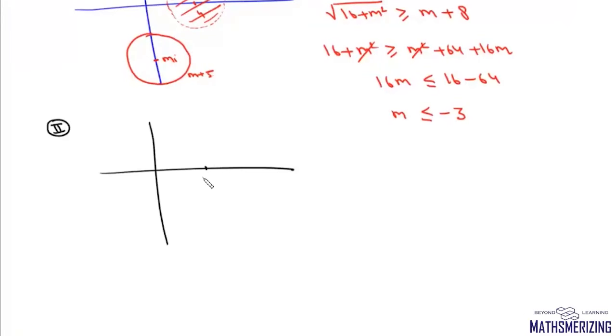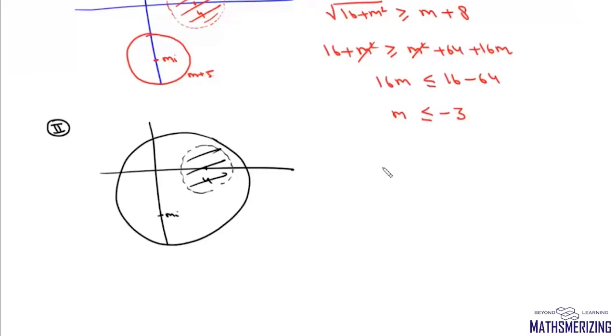when we have this circle and this other circle, and this inequality region lies completely inside this other circle. So for this one, the condition will be C1C2 is less than or equal to R1 minus R2. Now C1C2 in this case is again under root 16 plus m square, and it will be less than or equal to R1 minus R2. So it will be m plus 5 minus 3.